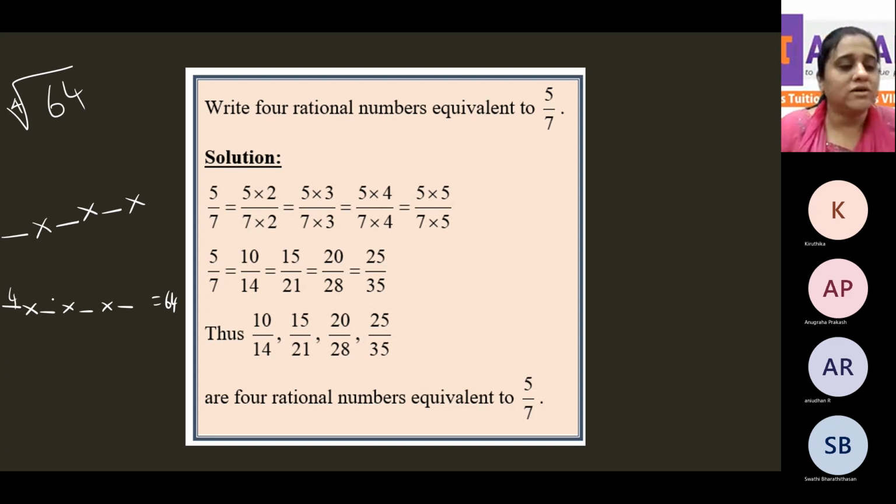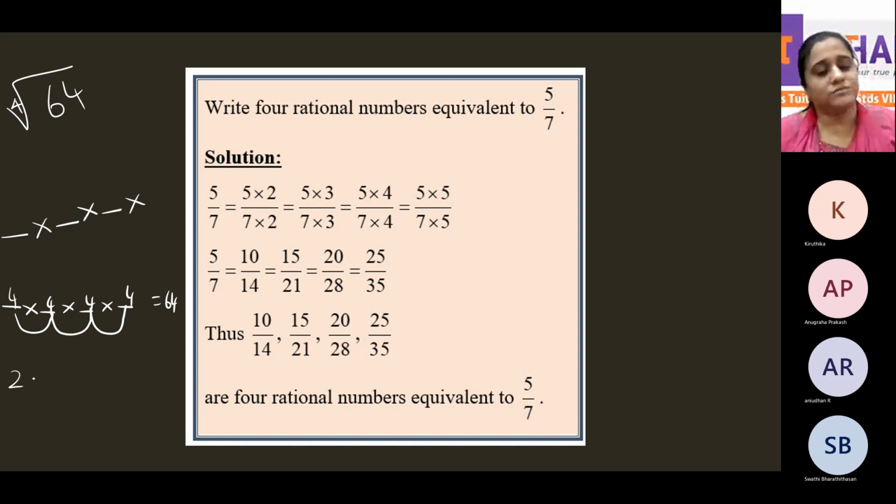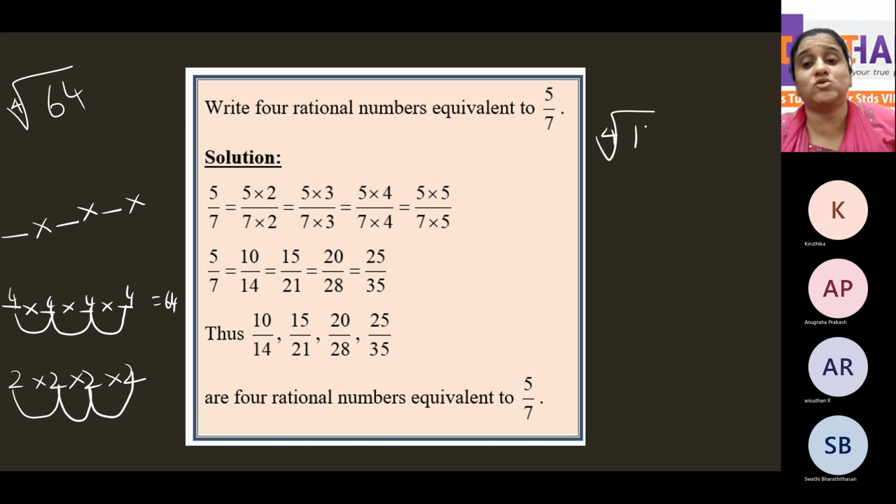If you put 4 here, 4 for the 16, 16 for the 64, 64 for the 256. If you put 2, 2 to the 4, 4 to the 8, 8 to the 16. So 4th root of 16 is 2. All right.